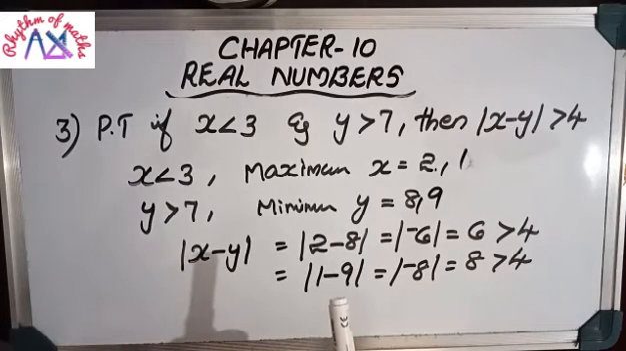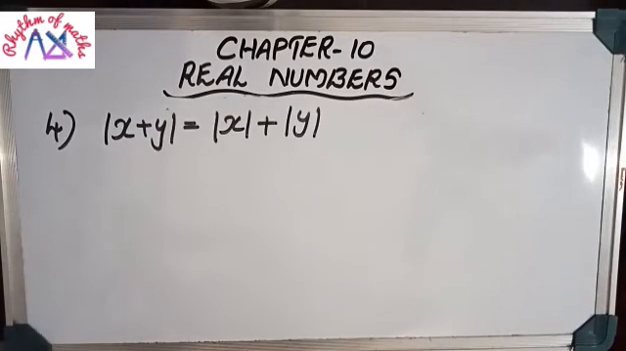Now let's do the fourth one. In this fourth question, we have one equation, that is |x + y| = |x| + |y|. The question is, which numbers can we take as x and y? Okay, any two numbers, which all can be the numbers.